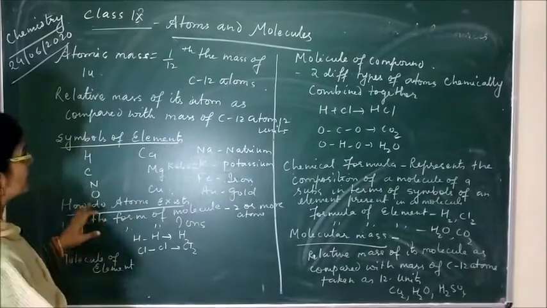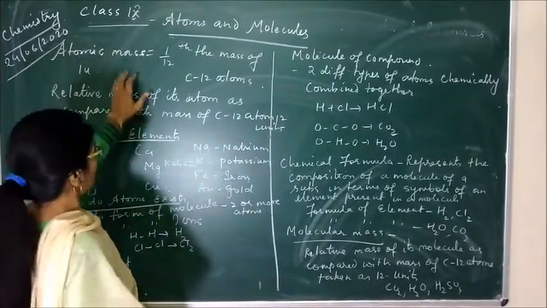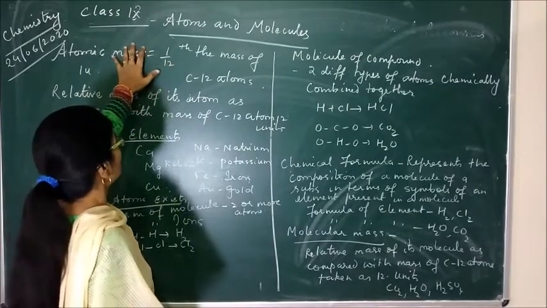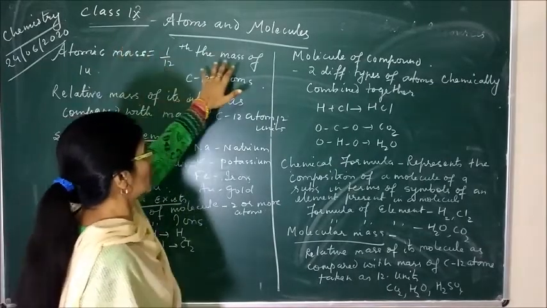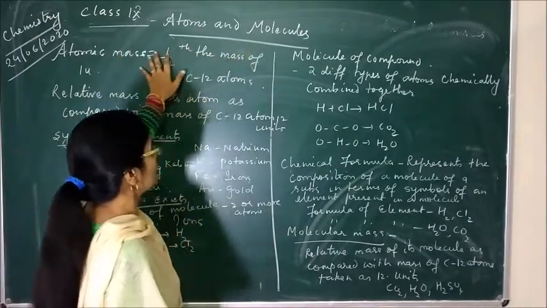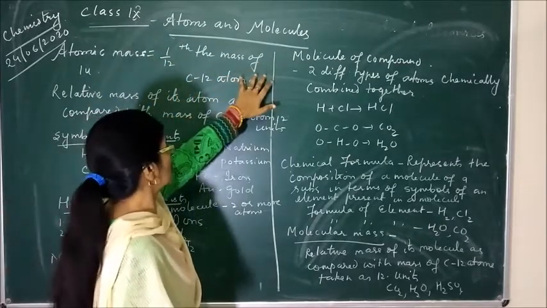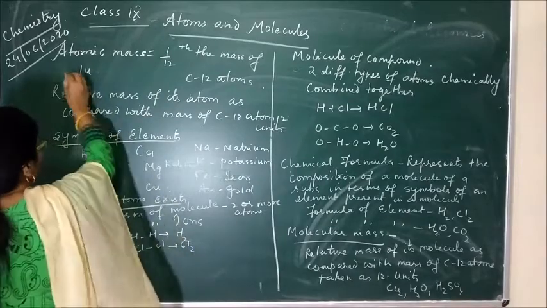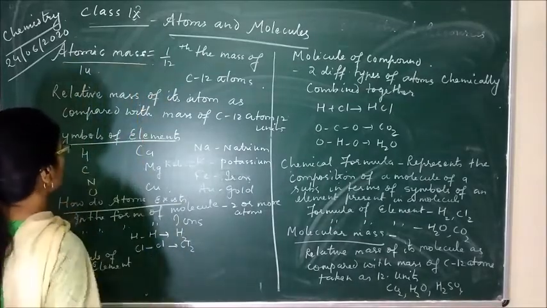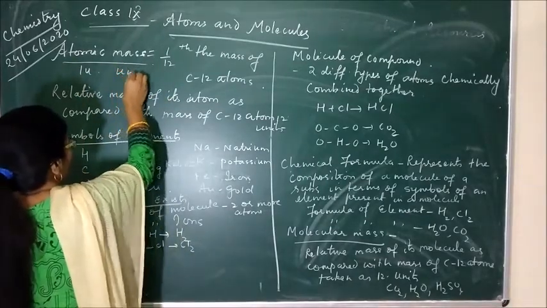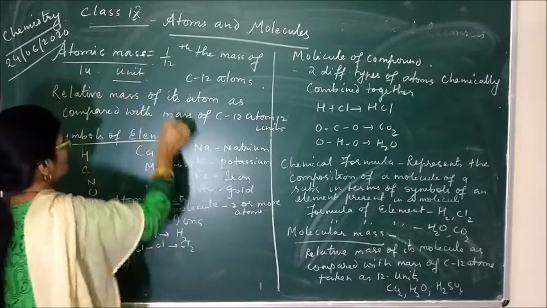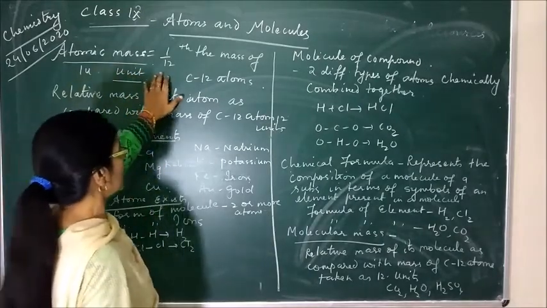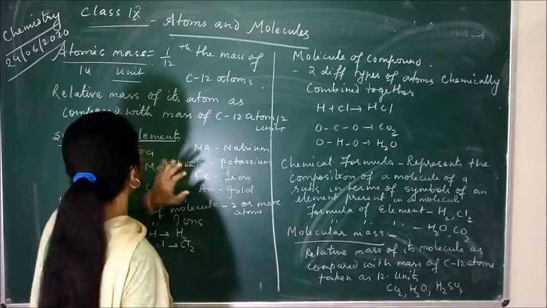Good morning, children. Today we will continue the third lesson in chemistry, class 9, atoms and molecules. You all have studied what an atom is and what a molecule is, as well as what matter is. Today I will explain the topic of atomic mass, or atomic mass unit. So what is atomic mass unit? Actually, it is 1/12 the mass of the carbon 12 atom.